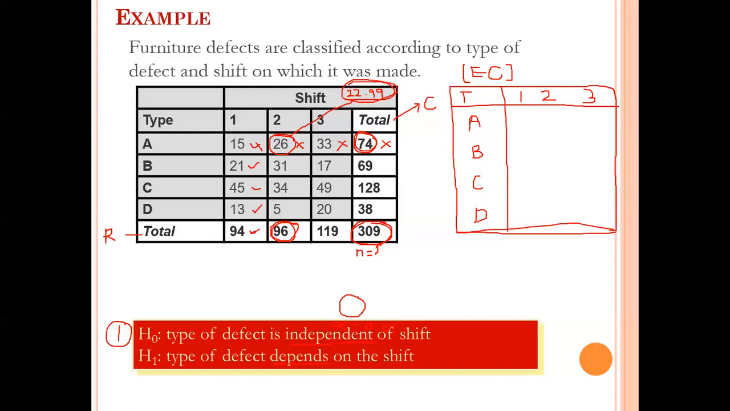Okay, after you count each of the expected values, let's say in this example, it counts for A2. So how to get the expected count for A2? You must times 96 with 74, that is the total value of the row times the total value of the column, and divide by the total value of sample. So 96 times 74 divided by 309, then you will get the expected count, 22.99. So now you can insert the value of expected count into your expected count table, that is 22.99.